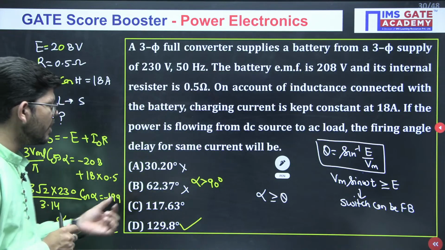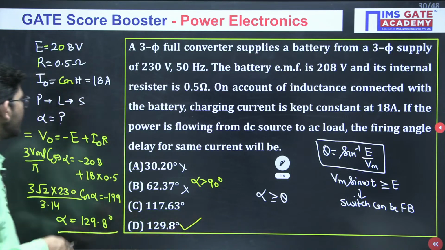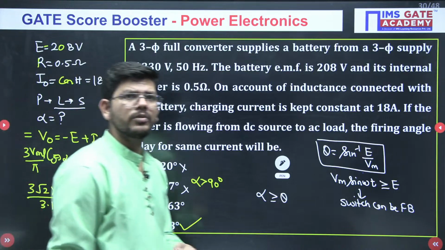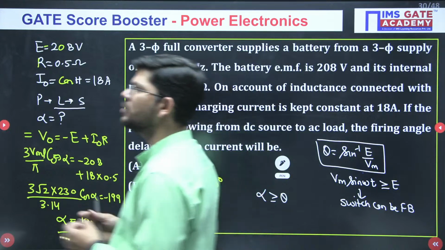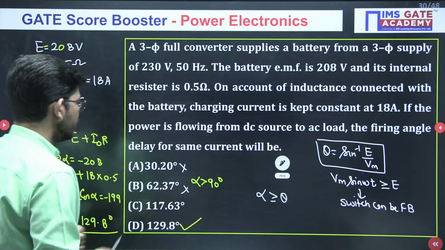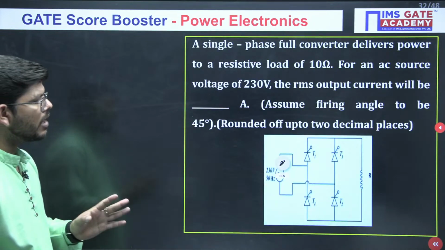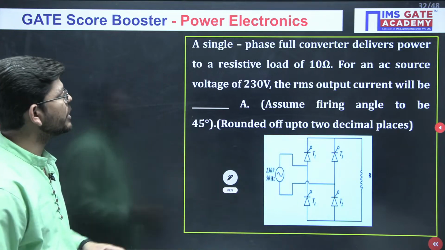Now you can see the alpha you are calculating is coming greater than 90 degree. If it is so, power will be fed from load towards the source, which is fundamentally also correct. So 2 questions we have solved related to this, where we have to apply KVL. So be ready for these kinds of questions in the upcoming exam. Now let's see this question.